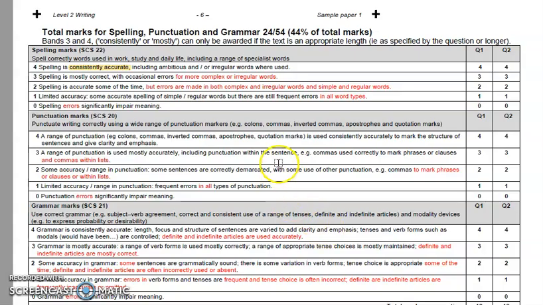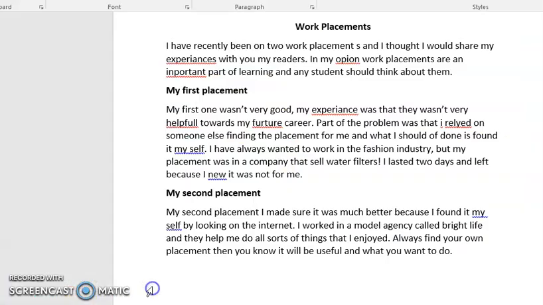So let's have a look then, with all that in mind, at the example piece of work. And again, do bear in mind, this is a level 2 piece of writing, and this is a borderline part. So this is someone who's scraped through by the skin of their teeth.